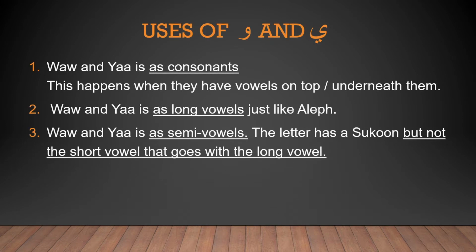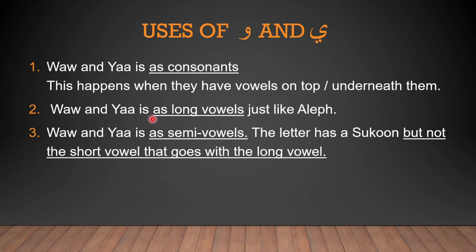The uses of Waw and Ya. Waw and Ya are Arabic letters, but they can be used in ways that other Arabic letters cannot be used. Let us look at these ways. The first is that Waw and Ya can be used as consonants. This is obvious. They are letters, so they can be used as letters. This is when they have vowels, the short vowels, on top or underneath them. Remember the short vowels Fatha, Kasra, Dhamma? When they have vowels, they can be used as consonants.